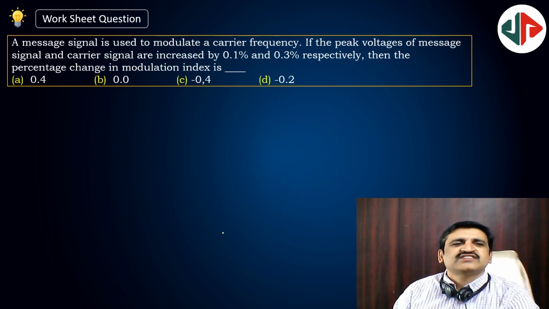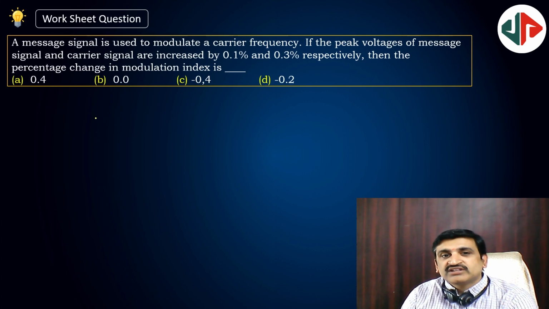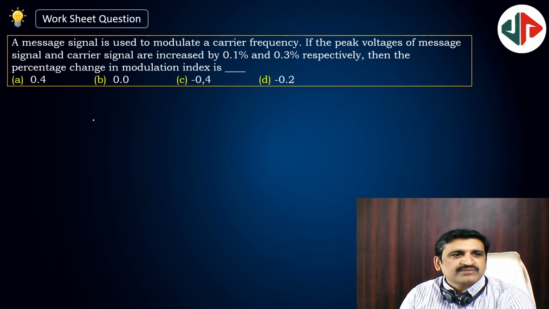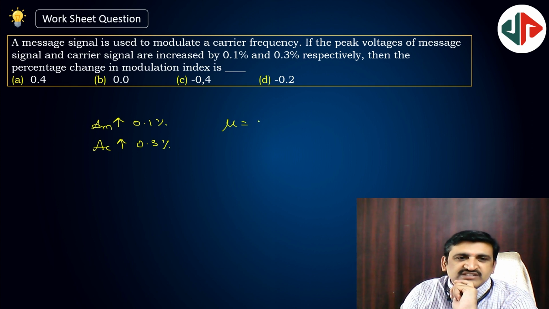A message signal is used to modulate a carrier frequency. If the peak voltage of the message signal and carrier signal are increased, the peak voltage of the message, that means Am, is increased by 0.1% and carrier Ac is increased by 0.3%, then what is the percentage change in modulation index? Mu, or m, is equal to Am by Ac, our formula, right?